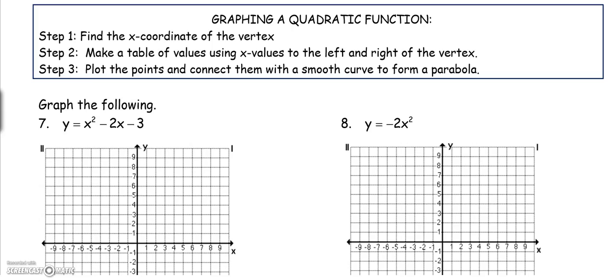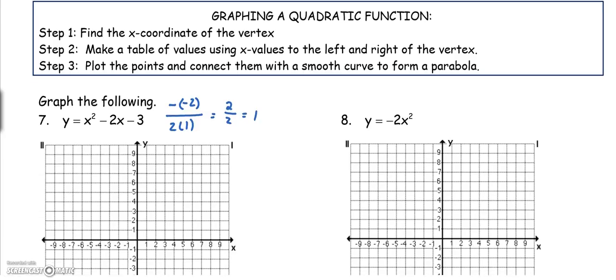When graphing a quadratic function, there's 3 steps. The first step is to find the x-coordinate of the vertex, and then you want to make a table using the x value and then values to the left and right of the vertex. Then you're going to plot the points and connect them in a smooth curve to form a parabola. So in number 7, the first thing I want to do is find that x-coordinate. So negative b, which is negative negative 2, over 2a, so 2 times 1. That gets me 2 over 2, which is 1.